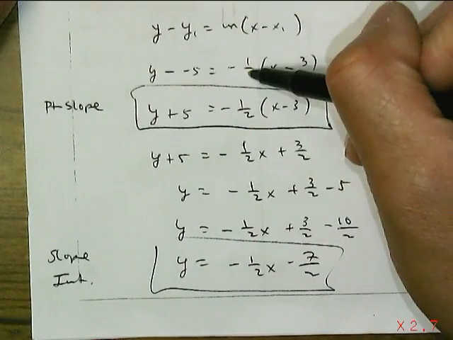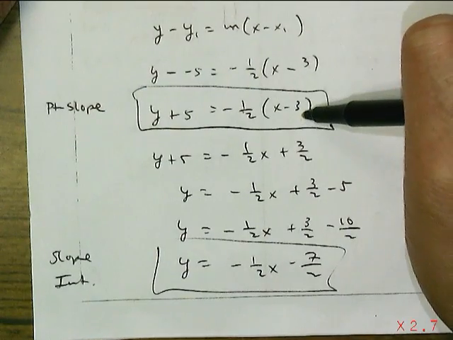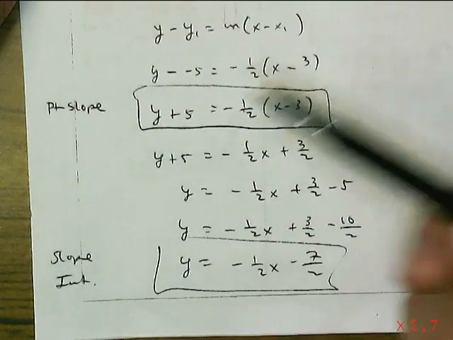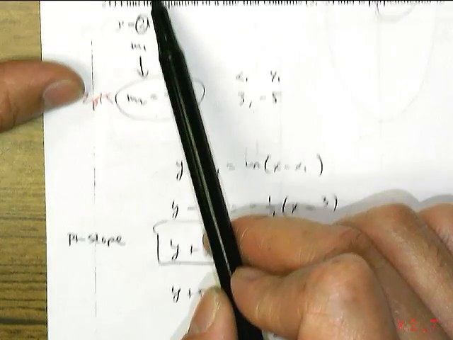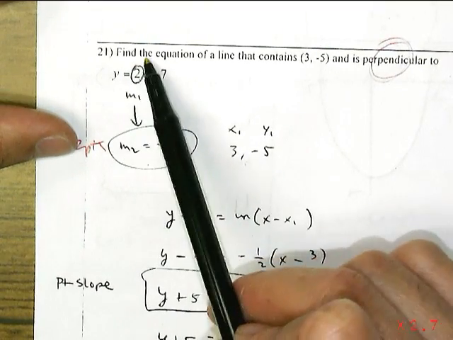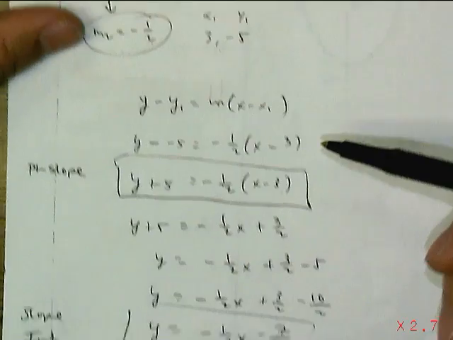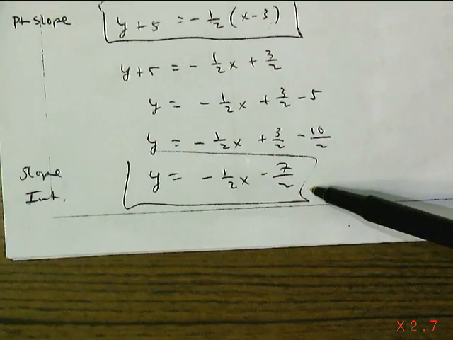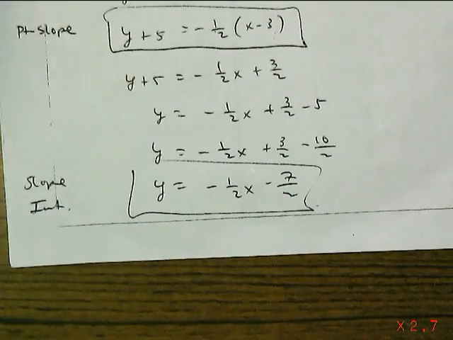There's my m value, negative 1/2, my x value of 3, negative 5, and this is my equation in point slope. Notice how it says find the equation, and notice how it doesn't tell you any form. And if you need to, you can also put it in slope-intercept form. Hope these corrections were helpful for you.